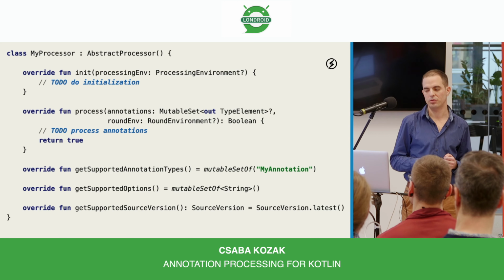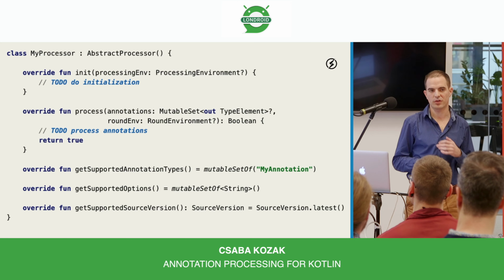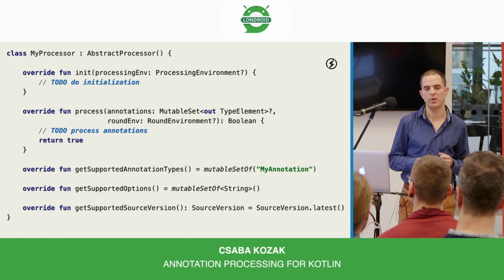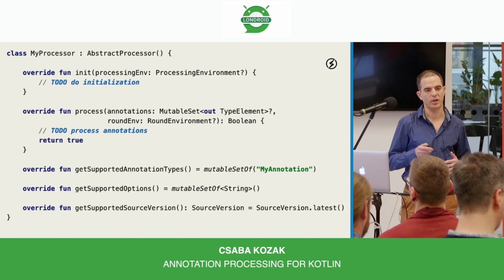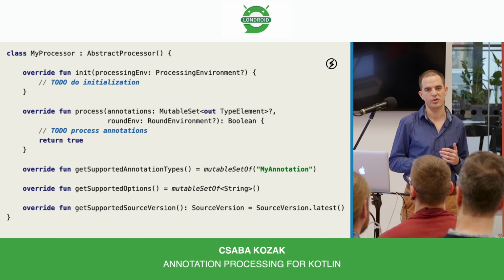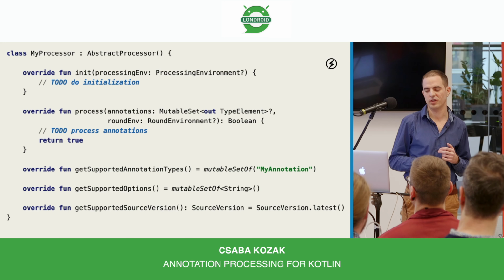If you want to implement an annotation processor, you have to subclass the AbstractProcessor class. It has several functions that you can override. The init function will be called when the compilation is starting, where you can do some initialization of your annotation processor, and the processing environment will be passed in. We'll see the processing environment and other classes later.